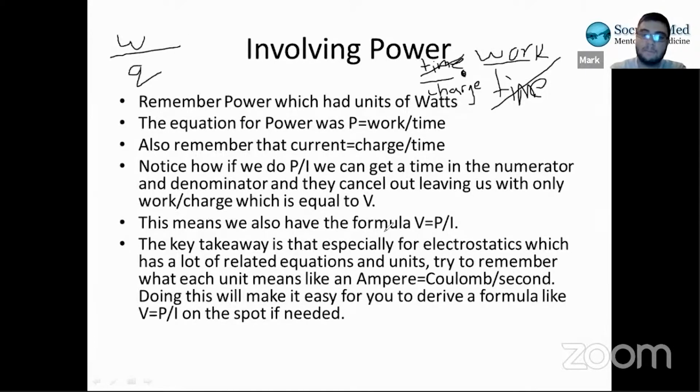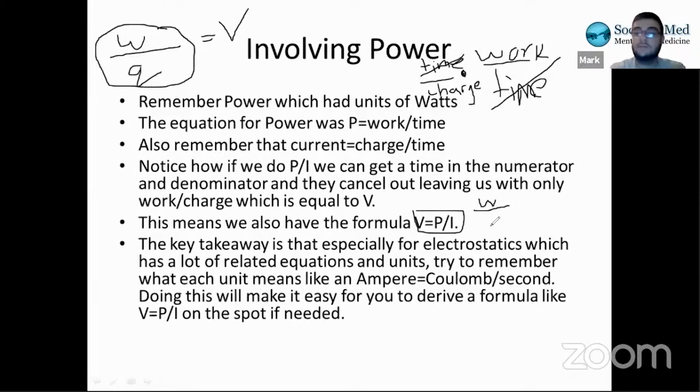And now look, when you did power divided by current, you were left with work over charge, which is equal to voltage, right? So this is another important formula for finding voltage: power over current. If you know how many watts some electrical device has, and you also know the current, the amount of amps running through it, you could find the voltage, right? However, you might not have remembered this on the MCAT. You might not remember this formula, or you might not have seen it.